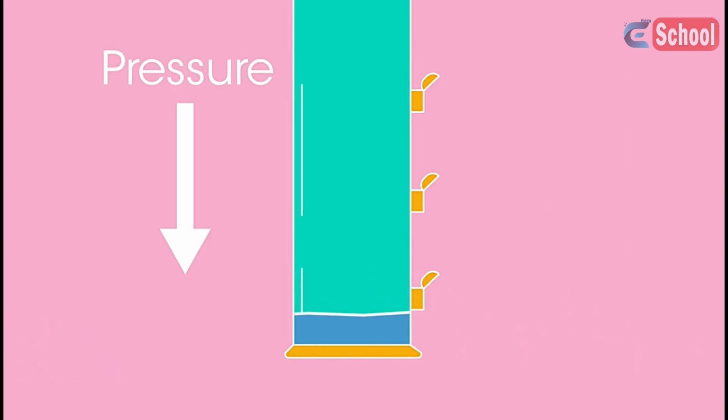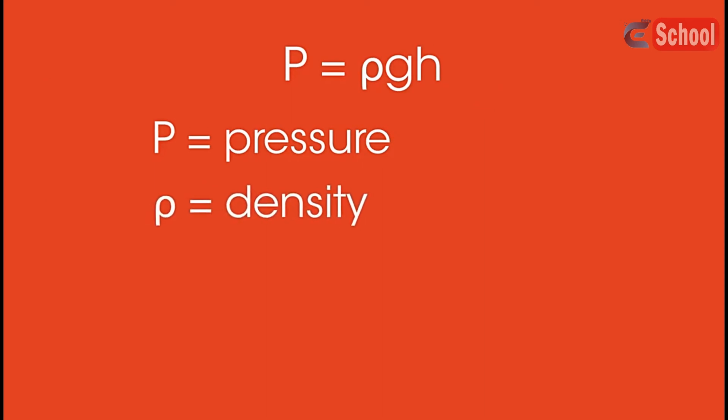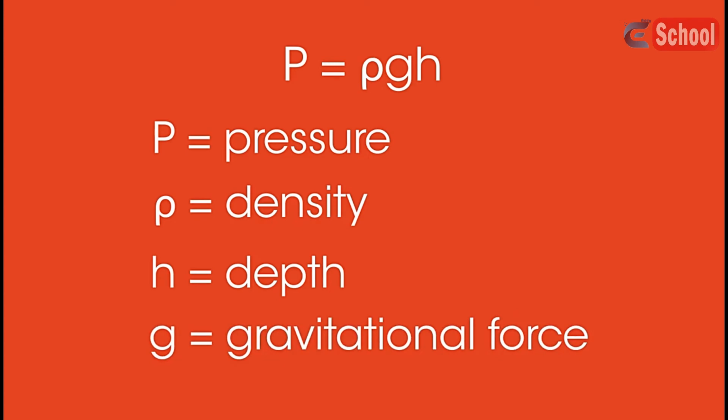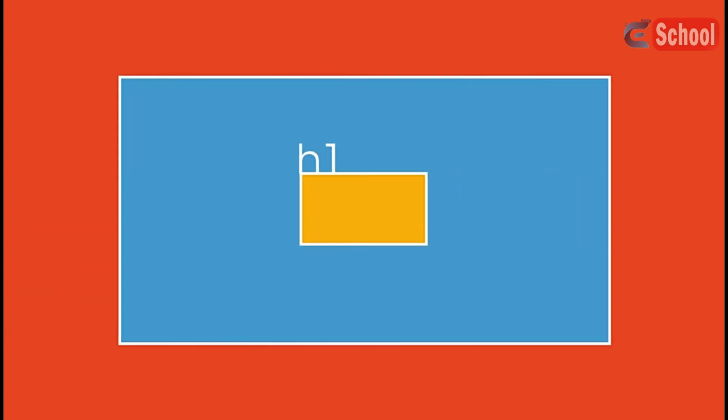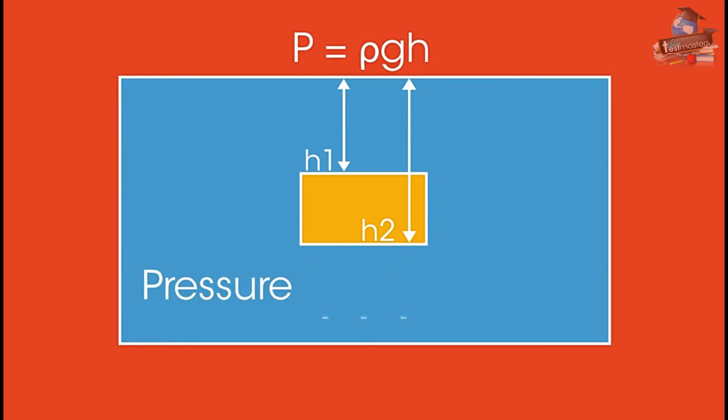We can use these facts to derive the formula P = ρgh, where P equals pressure, ρ equals density, h equals depth, and g equals gravitational field strength. Imagine a cuboid submerged in a tank of liquid. The distance from the surface of the liquid to the bottom of the box is greater than the distance from the surface of the liquid to the top of the box, so h2 is bigger than h1. Because P equals ρgh, the pressure on the bottom surface due to the liquid must be greater than the pressure on the top surface.